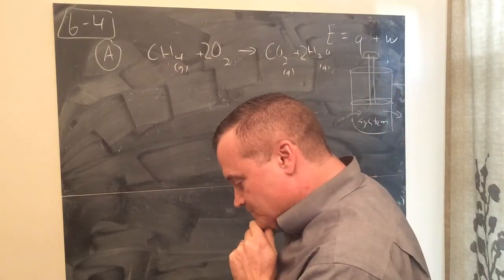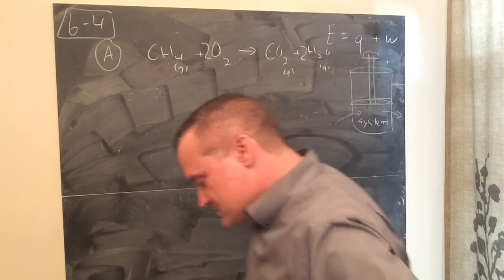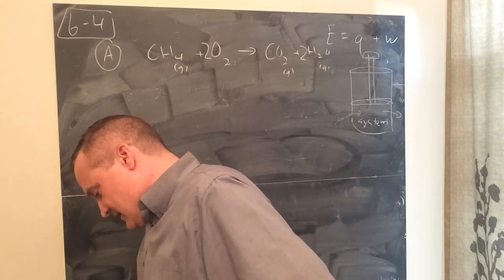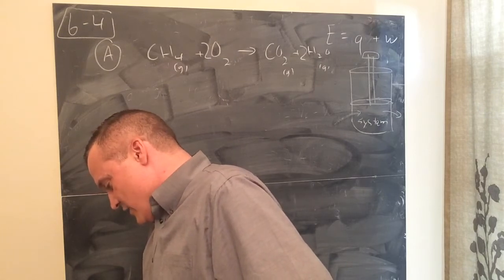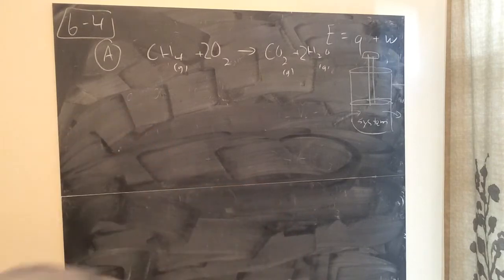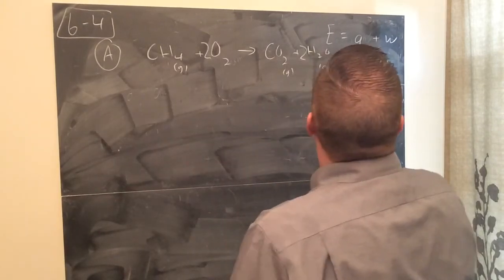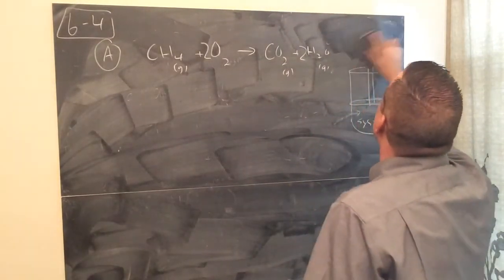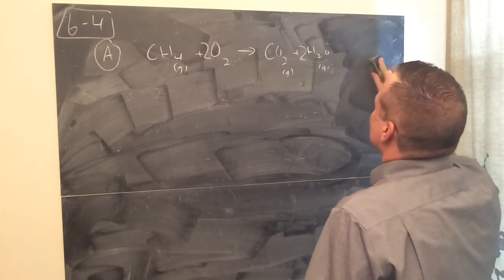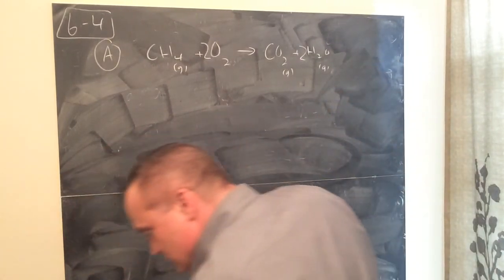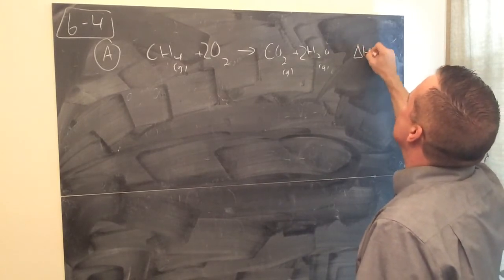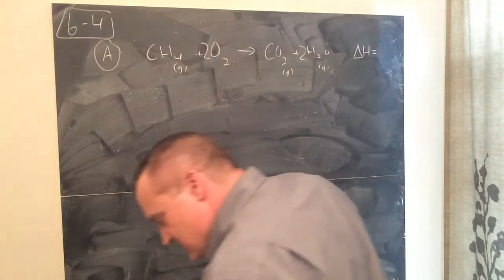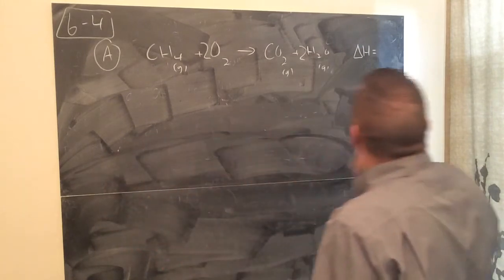So, all right, here we go. It says on here, in a reaction, 890 kilojoules of heat is released when 1 mole of methane, CH4, is burned at constant pressure. Okay, let me show you what can be done here. Now, for this equation, it would be correct to write this down: delta H equals 890 kilojoules.